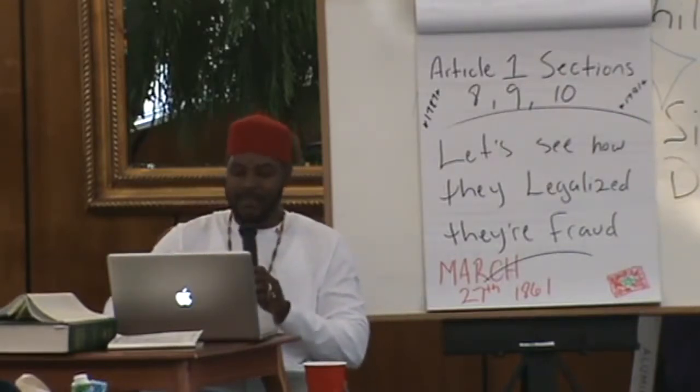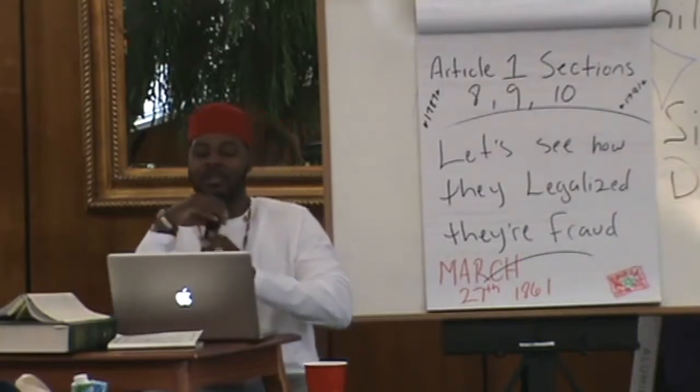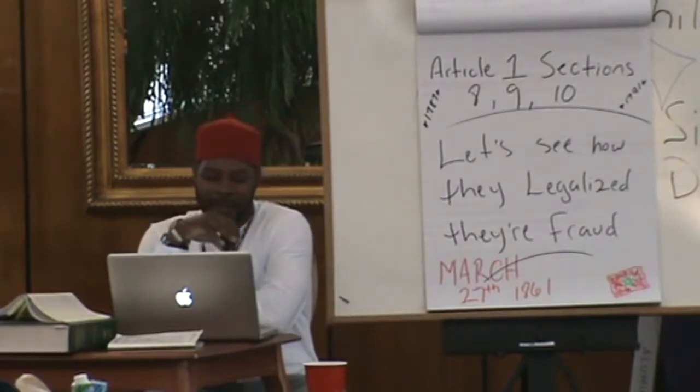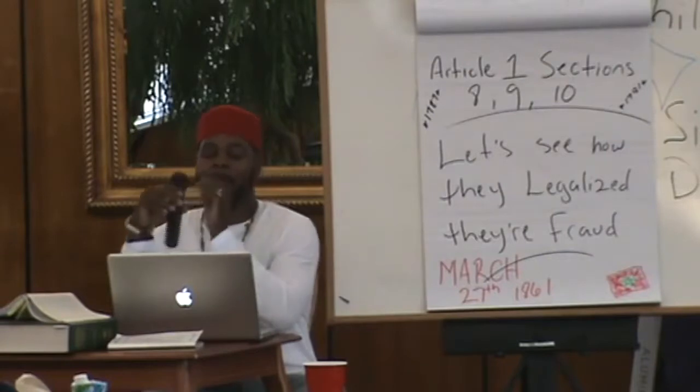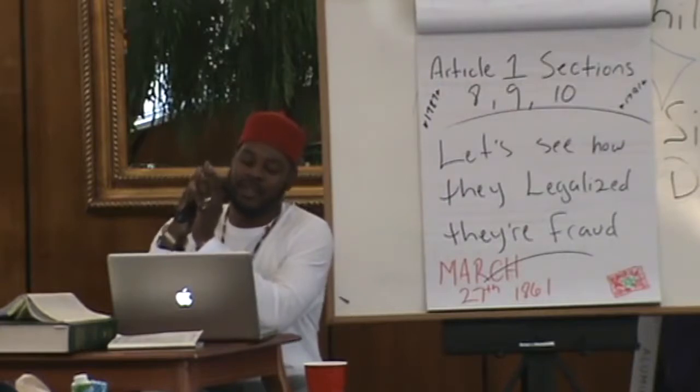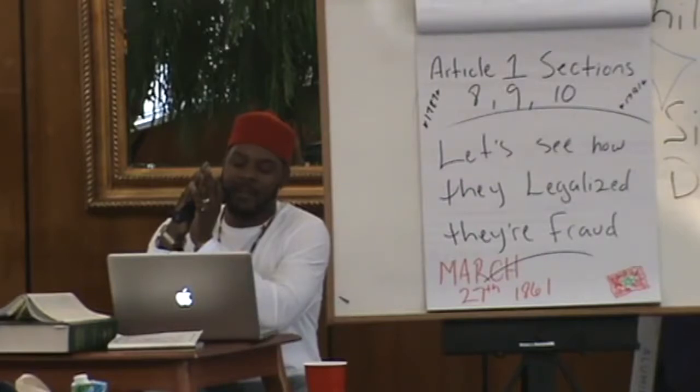Section 4. The times and places and manner of holding elections for senators and representatives shall be prescribed in each state by the legislature thereof. But the Congress may at any time, by law, make or alter such regulations except as to the places of choosing senators. The Congress shall assemble at least once every year, and such meeting shall be the first Monday in December, unless they shall by law appoint a different day.